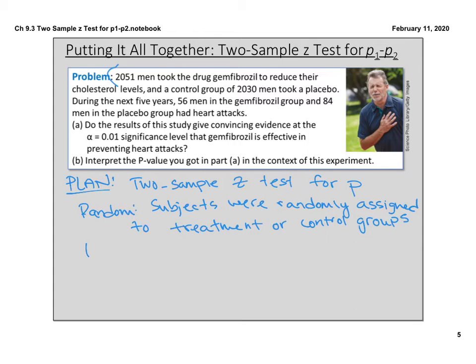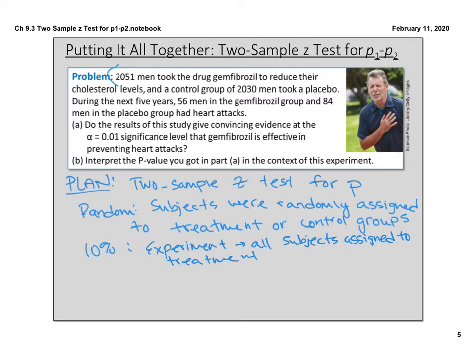So now let's talk about the 10%. So here's the thing about the 10% condition. In an experiment, all subjects were assigned to treatment. I'm going to say that again. In an experiment, all subjects were assigned to a treatment. So we do not have to address the 10% condition here because all subjects were used. So I might say something like that. All subjects assigned to treatment. So I'm not worried about making sure that it's less than the population because I used all of the subjects in the study.